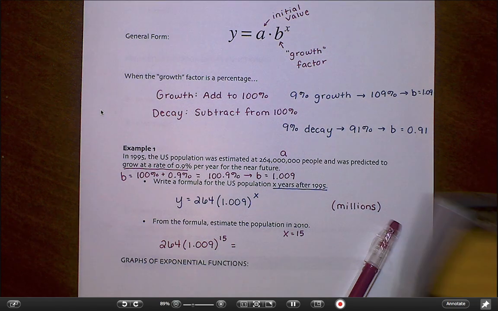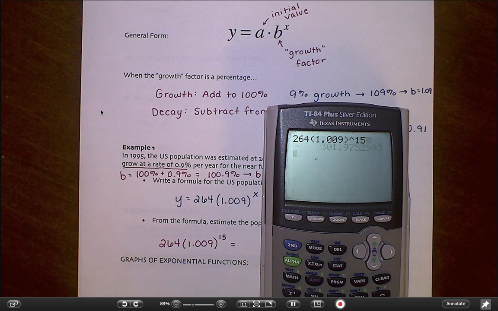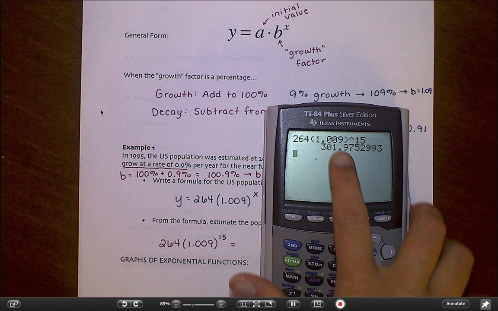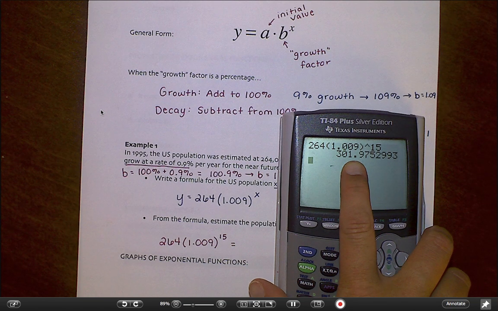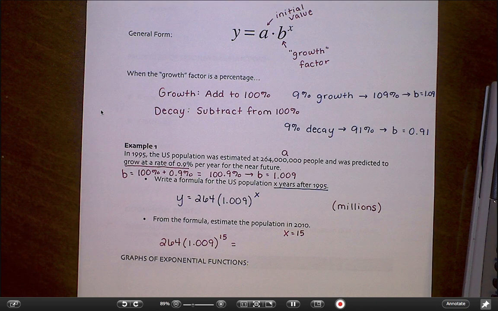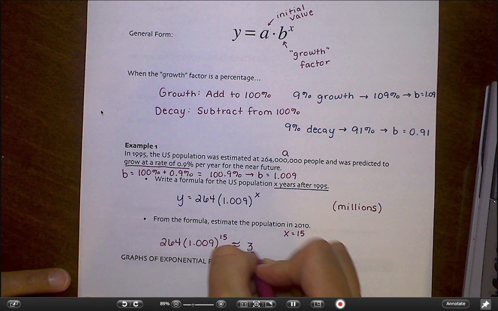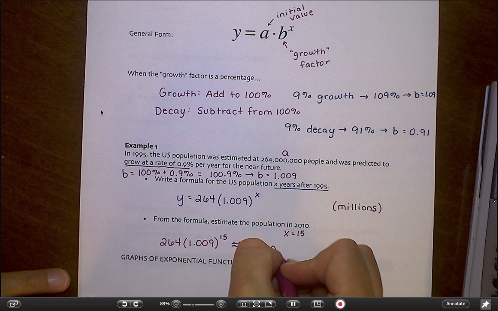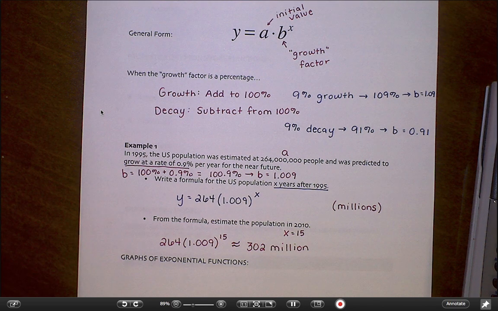So I'm going to type 264 times 1.009 to the power of 15. Okay, and it's an estimate, so I would feel safe rounding this to 302, rounding to a whole number here. So maybe I'll change my symbol here to show that I'm estimating. I would say 302 million people is what I would predict in the year 2010.